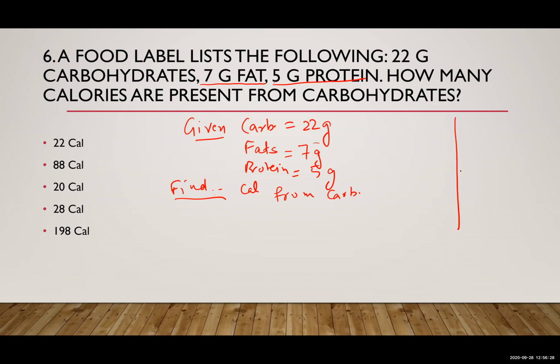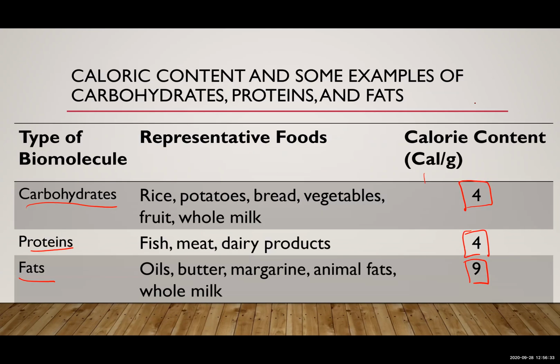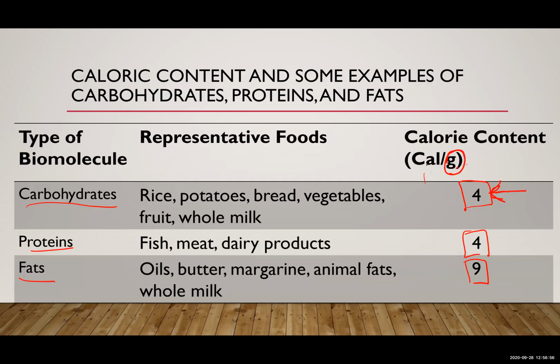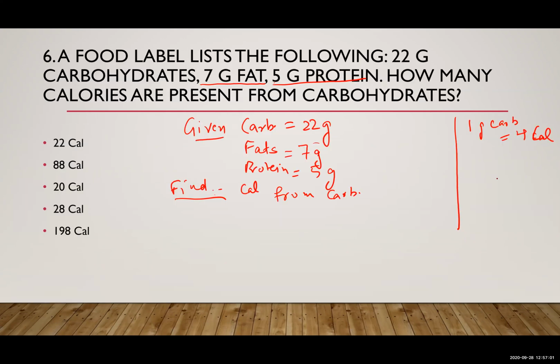Let's go back here. Calories per gram means for every 1 gram of carbohydrate, how many calories do we get? 4. So when we burn 1 gram of carb, it gives 4 calories. That's the meaning of calories per gram. For every 1 gram, we get 4 calories. That's nutritional calories, by the way. So we can use this as a conversion factor.